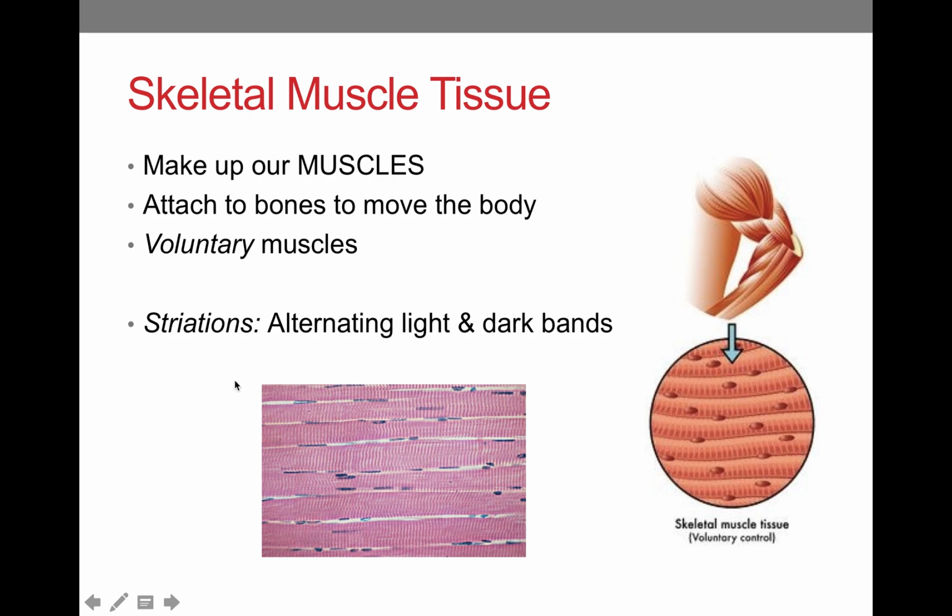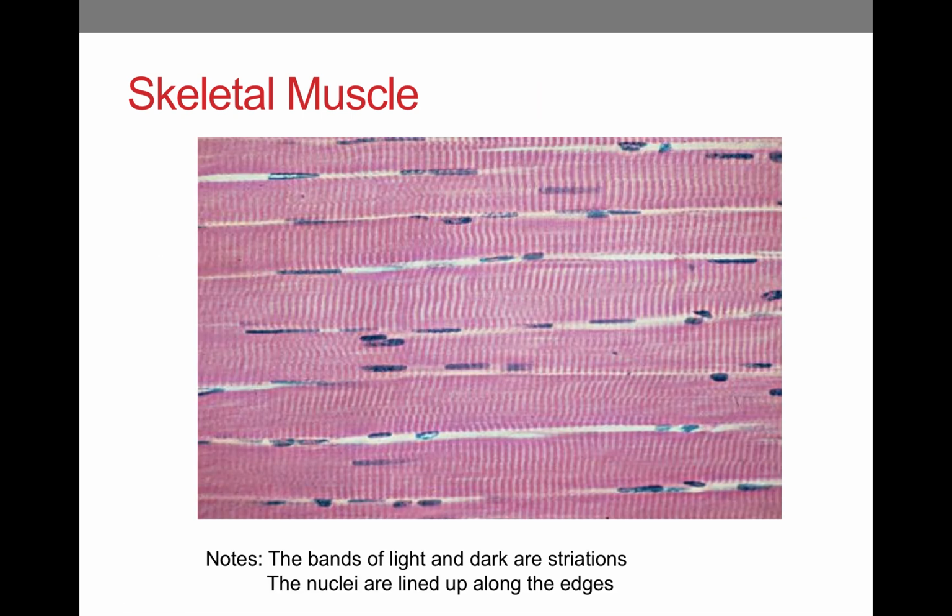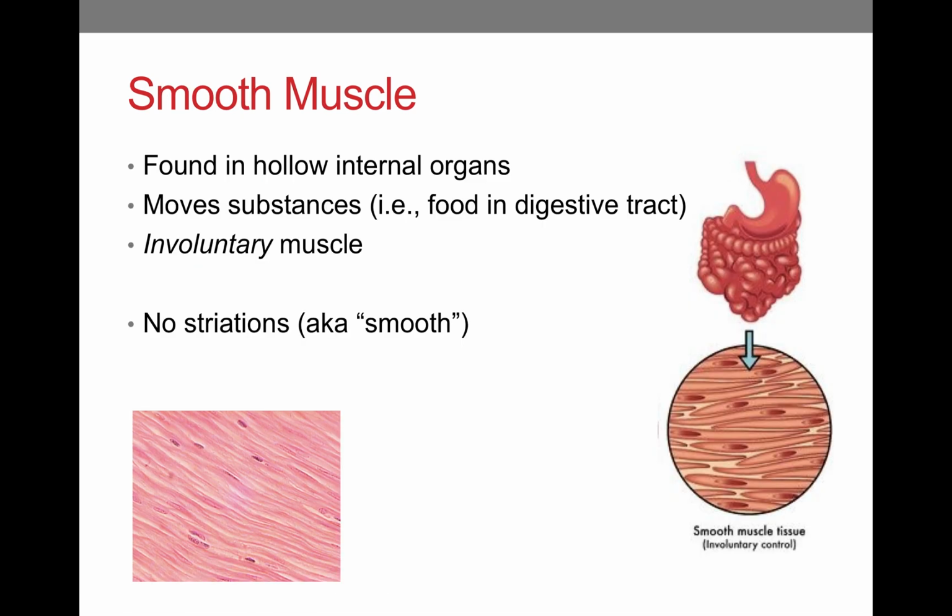And you can see here it has this striped appearance. So these stripes run vertically in this picture. They run against the direction of the muscle fiber. So this is a muscle fiber or a muscle cell. You can see the striations go up and down. These are alternating light and dark bands. Here's the same picture, just a little bit bigger. In this picture, you can also see that the nuclei are not in the middle of a cell as you may be used to, but instead they're lined up along the edges.